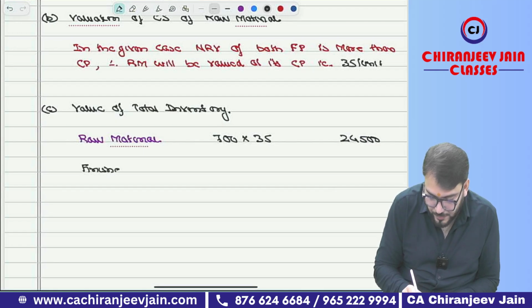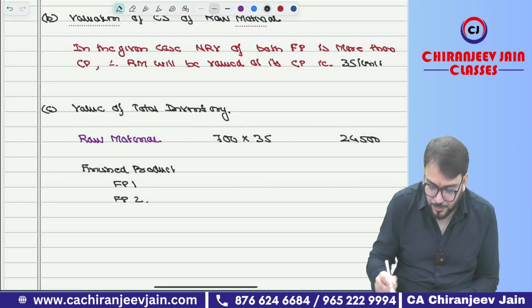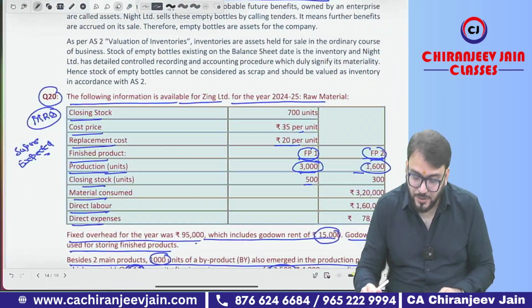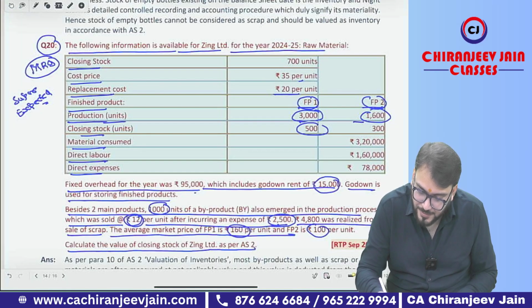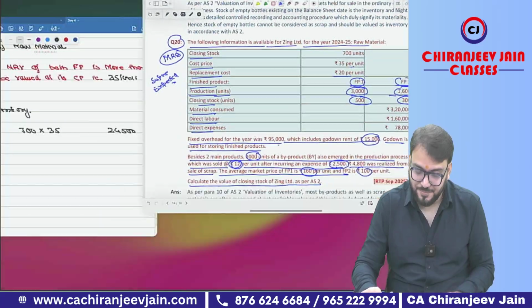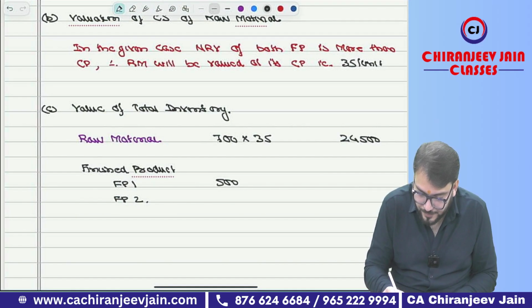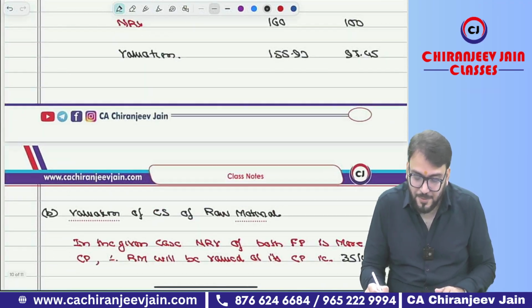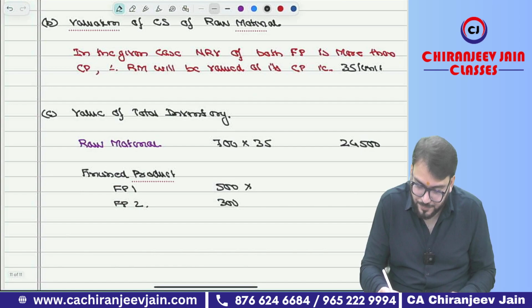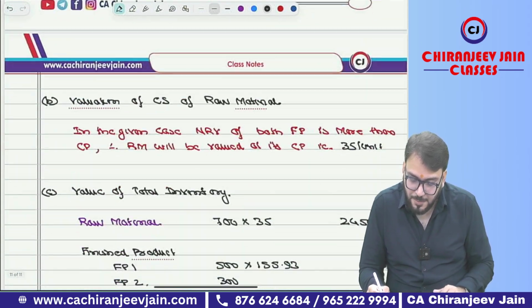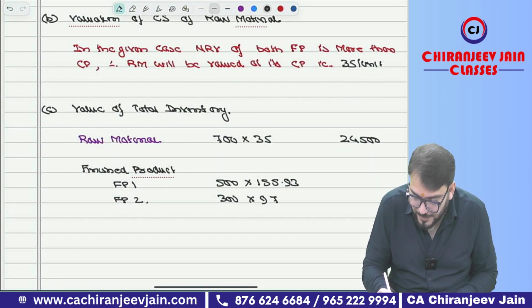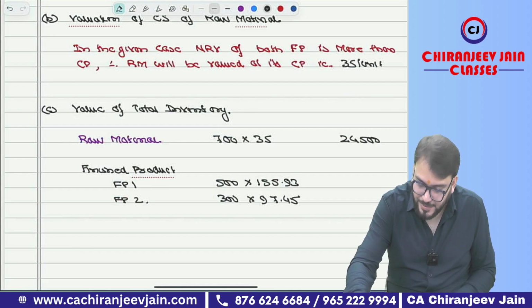And finished product. We have FP1 and FP2. For FP1 and FP2, what is the closing stock? That is also given. It is 500 and 300. Everything is given. 500 and 300 multiplied by value. Value is what? 155.93 and 97.45.